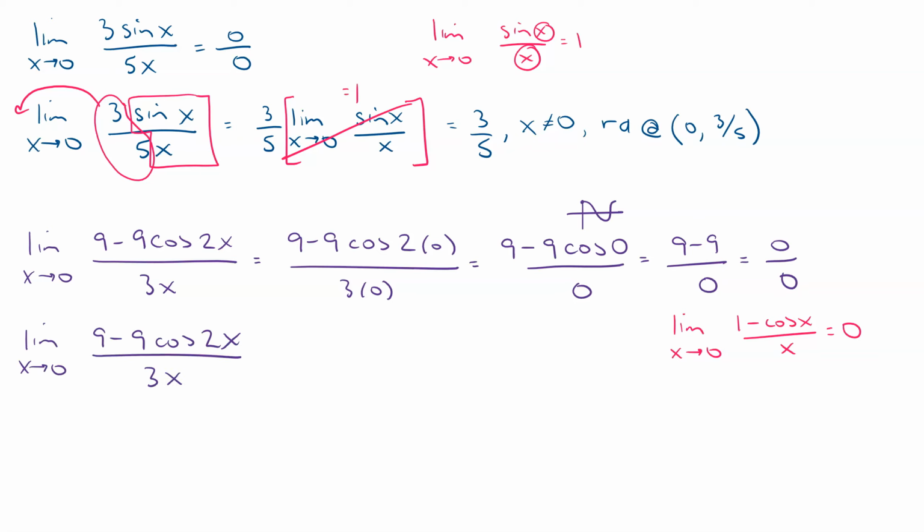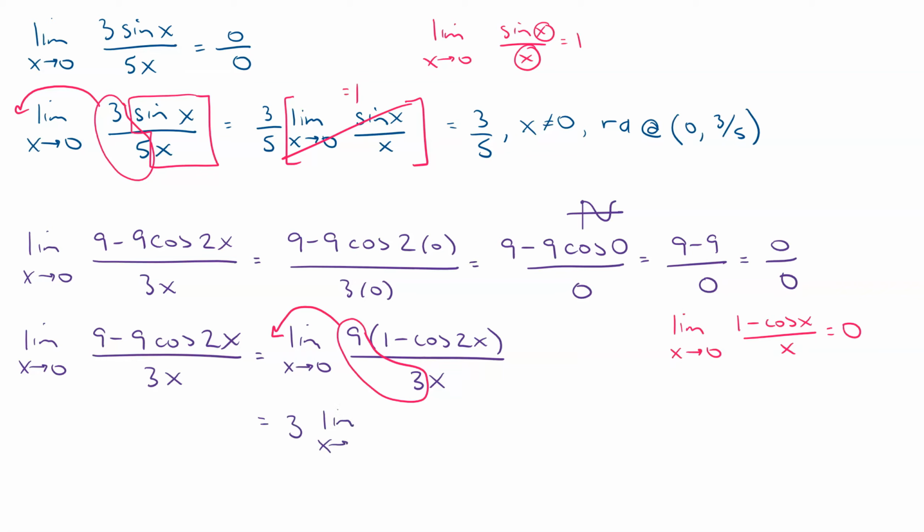First, let's deal with the 9s. We can factor out the 9 to give us 9 times (1 minus cosine 2x) over 3x. From there, we can treat the 9 over 3 like a coefficient or a constant and pull it out of the limit. We can reduce it at the same time, so 9 divided by 3 is 3. We now have 3 times the limit as x goes to 0 of (1 minus cosine 2x) over x.